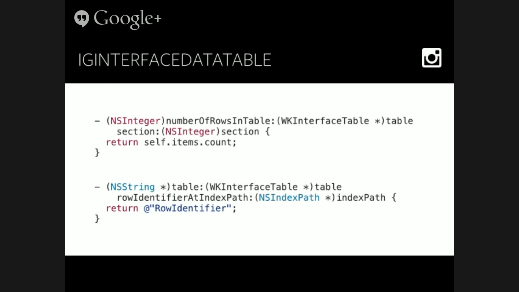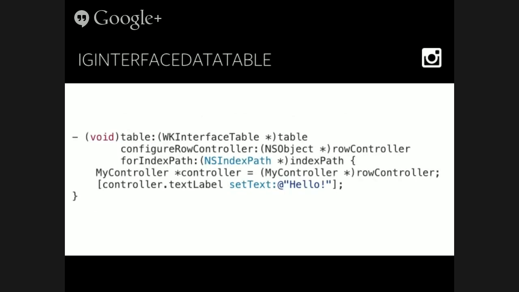So the API is pretty similar. Similar to UITableViewDataSource, you've got number of rows in table. Row identifier at index path is what you return. Basically, it's the row identifier that you've established in your storyboards. So that's what your row controllers are. You've got convenience methods, so if you need to configure something, if you've got dynamic rows where you need to list certain types of data, like a to-do list or something.